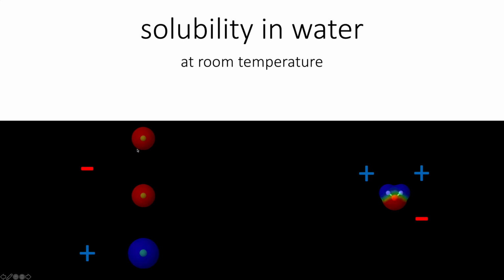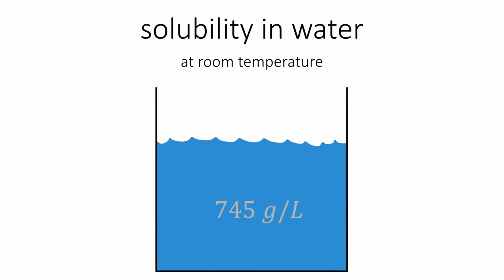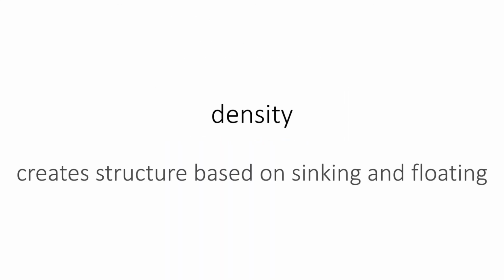The water wants to pull the atoms away from their lattice. The ions here attract each other. That wants to keep the lattice together. And in that tug of war, around 745 grams of calcium chloride will dissolve in each 1 liter of water. If you pour more calcium chloride into the solution after that, it won't dissolve. What will it do? That depends on the density. Density creates structure based on sinking and floating.